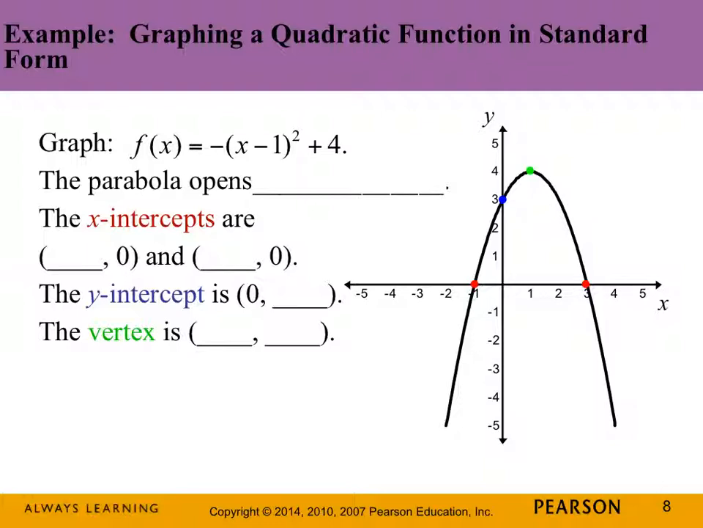And now you just put that all together to graph the parabola. Because a was negative, the parabola opens downward. The x-intercepts we calculated to be (-1, 0) and (3, 0). We calculated the y-intercept to be (0, 3). And we also realized by looking at standard form the vertex was located at (1, 4). So we used that to graph the parabola.